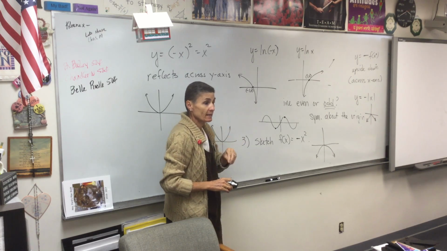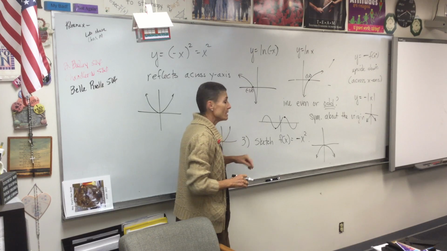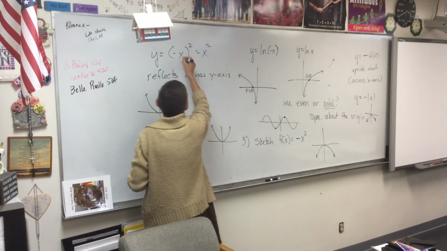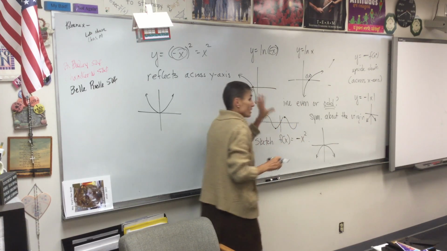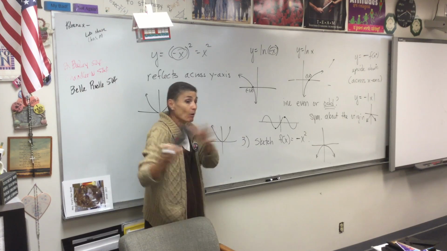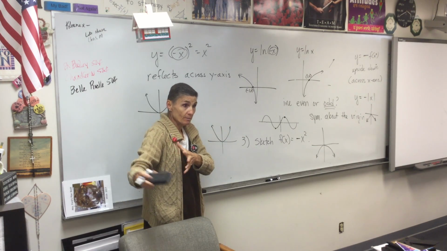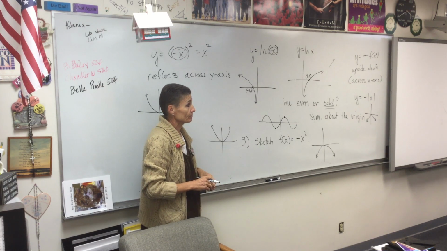Where we put the negative is just as important as where we put the numbers. If the negative is grouped with the x, you flip across the y-axis. If the negative is out in front, then it flips across the x-axis, upside down.